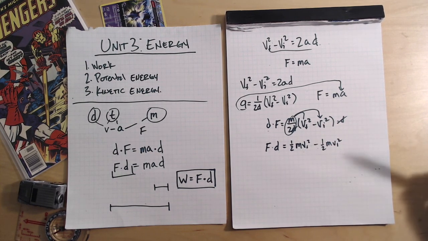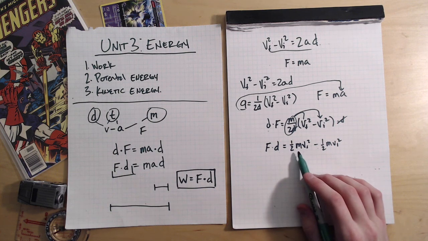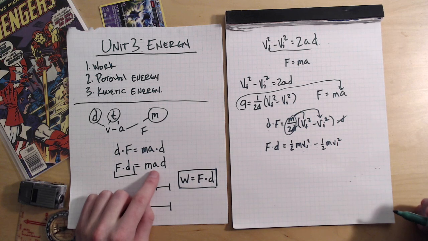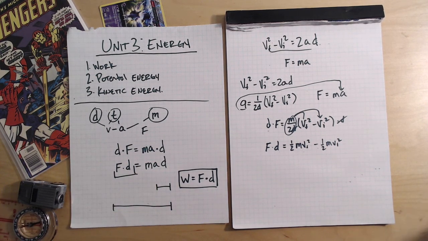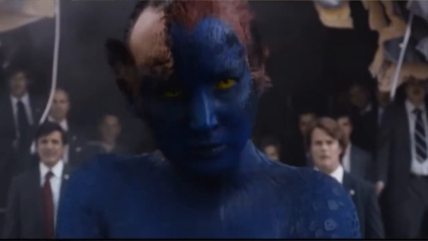So now we have two equations. We have two equations for work. We have work is equal to 1/2 mv squared, and we have work is equal to mass times acceleration times distance. Well, you're probably thinking, well, how can this be? It's an equation. It should only equal one thing. Well, this is where this idea of energy being a shapeshifter comes in. They're kind of like Mystique from the X-Men, always shifting from one form to the next.